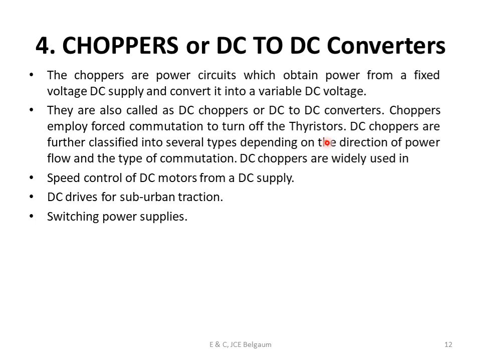DC choppers are further classified into several types depending on the direction of power flow and type of commutation. DC choppers are widely used again in speed control of DC motors from a DC supply. Something like in vehicles, electric cars, the car's battery is DC and the controller will be controlling a DC motor. Next is DC drives for suburban traction and also in switch mode power supplies. So these are the different applications of choppers.